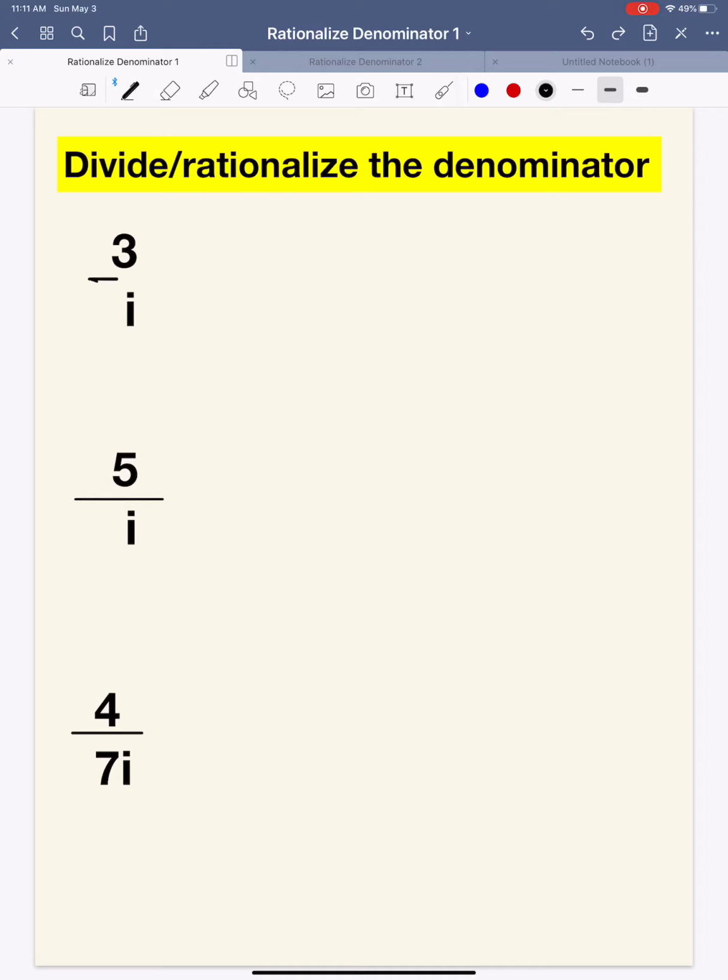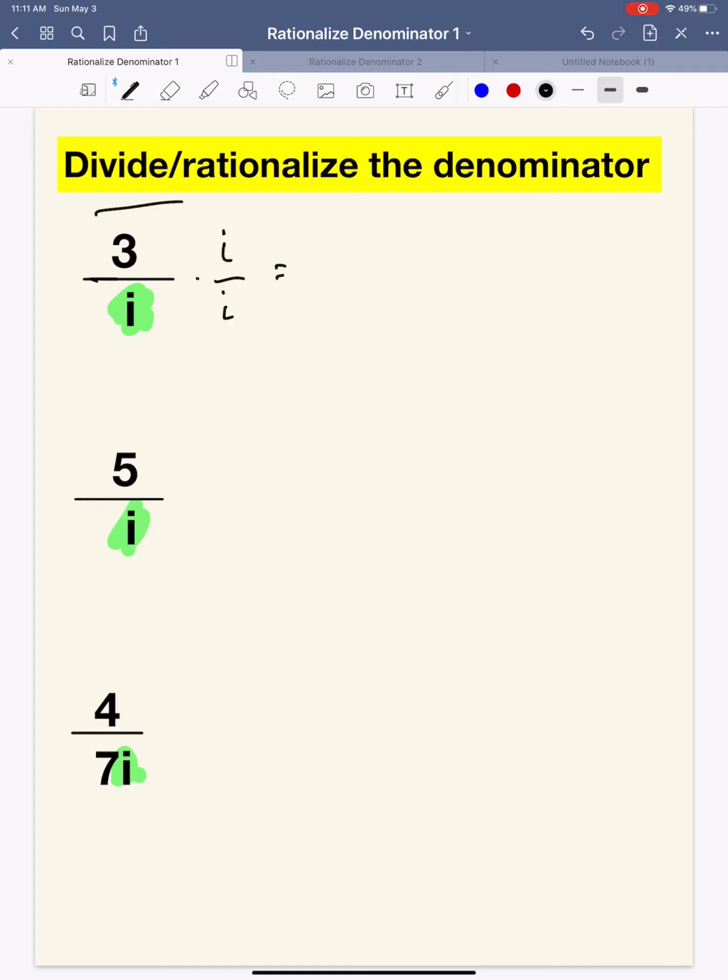Anytime that you see an i in that denominator, in all three of these problems actually, you need to rationalize it. And by that, I mean that you need to make sure that you can get an actual number in the denominator as opposed to that imaginary number. So in order to do that, all you need to do is multiply this fraction by i over i.